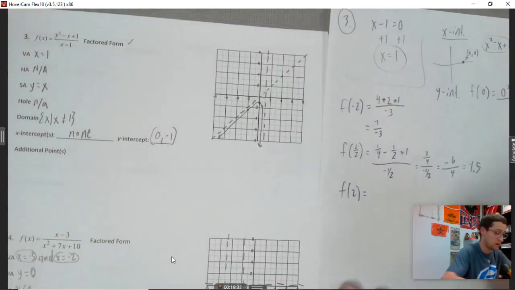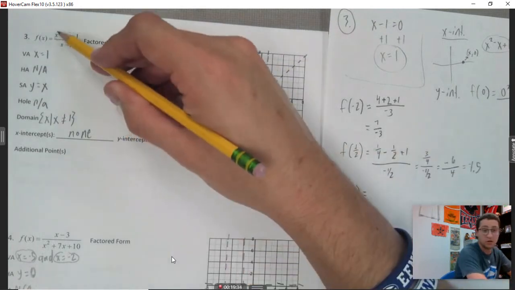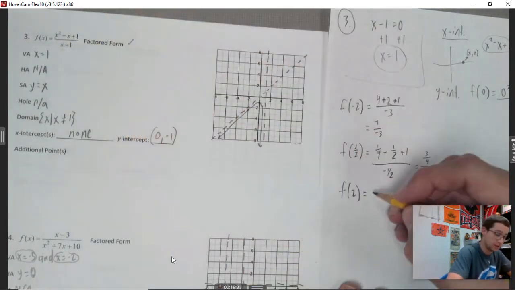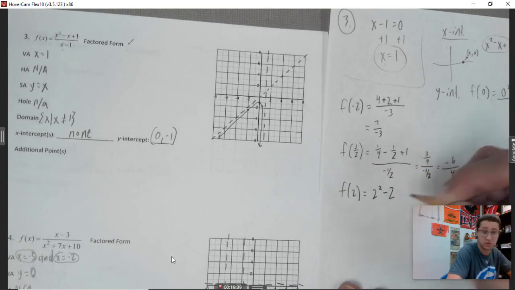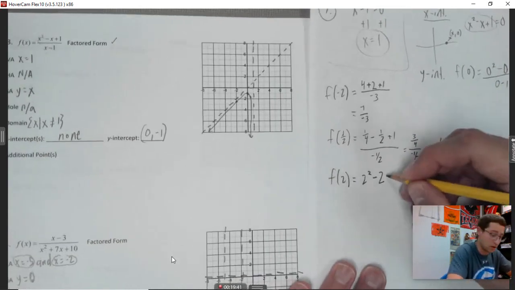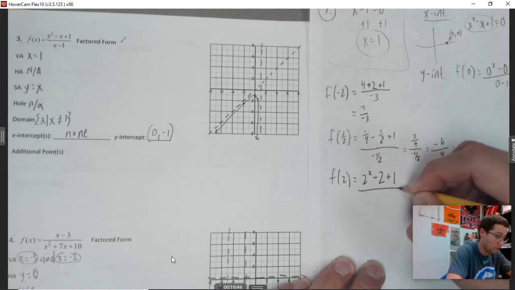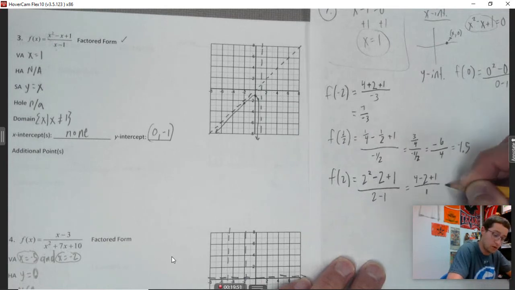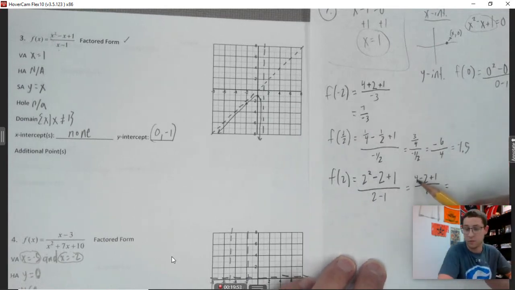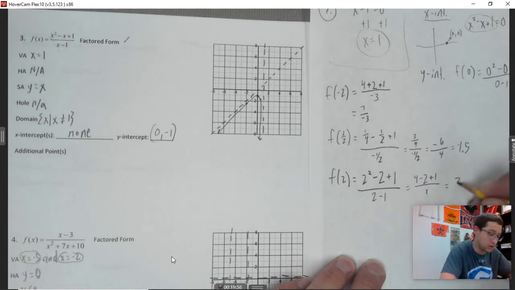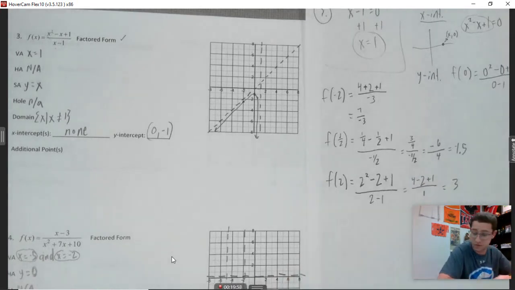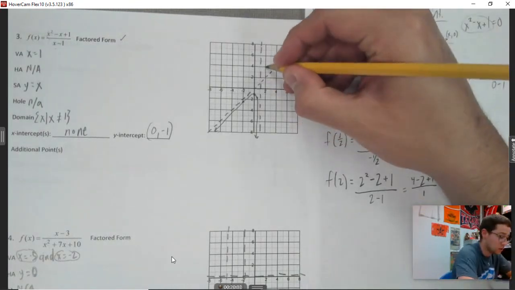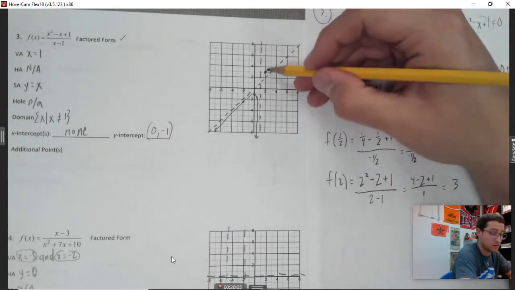But f of 2 here, we can plug it in. We've got 2 squared minus 2, and then plus 1, and then 2 minus 1. Anyways, 2 squared is 4, 4 minus 2 plus 1. I'm doing more work for this one for whatever reason. 4 minus 2 is 2, plus 1, that's 3 for the entire thing. So (2, 3), and you can just put that in there. We get one of those middle points.